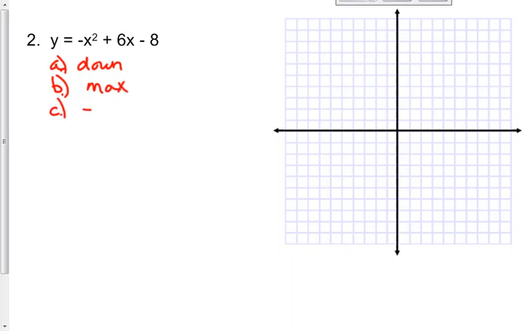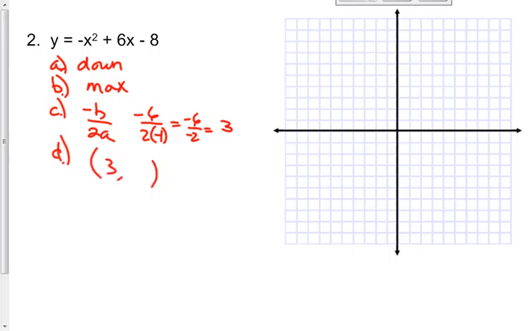Letter C is the beginning point to your vertex, the opposite of B over 2A. Negative 6 over 2 times negative 1, negative 6 over negative 2, 3. My vertex is now 3, comma, plug it in. So we'll go back up to the original. Now be careful here, you're doing the opposite of 3 squared plus 6 times 3 minus 8. Negative 9 plus 18 minus 8, 9 minus 8, 1. The vertex for this is 3, 1.